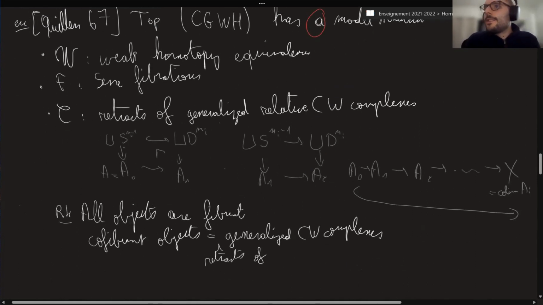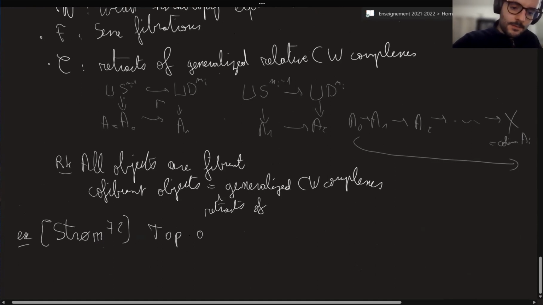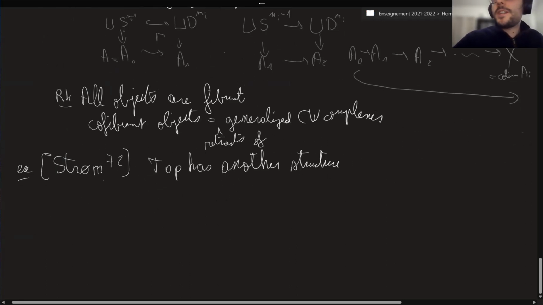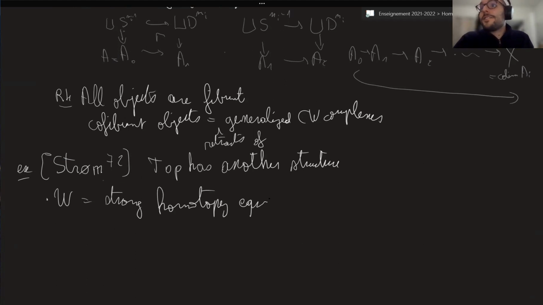But of course, not all of them are interesting. So here is another interesting one on topological spaces. So this one is due to Strøm in '72. So you may not see it right now, but this one is not very natural because weak equivalences, I put quote, are strong homotopy equivalences. And this is not really natural. Model categories are designed for weak equivalences. But it turns out that it's possible also to put strong homotopy equivalences in this framework.